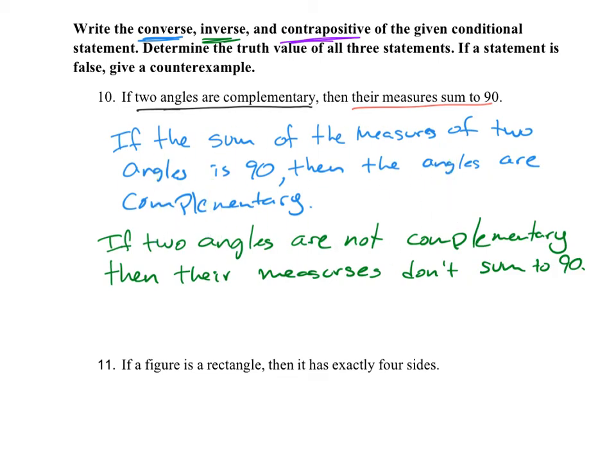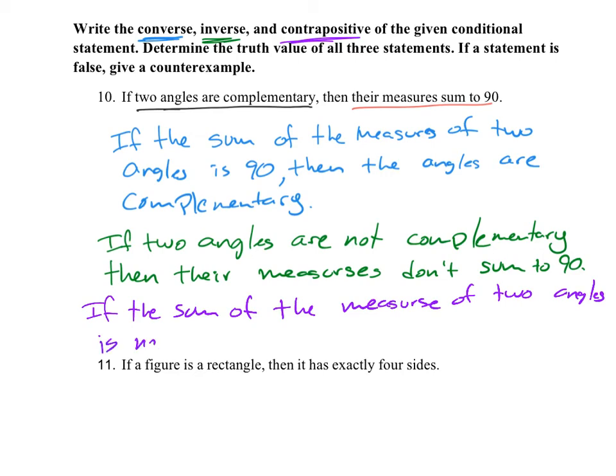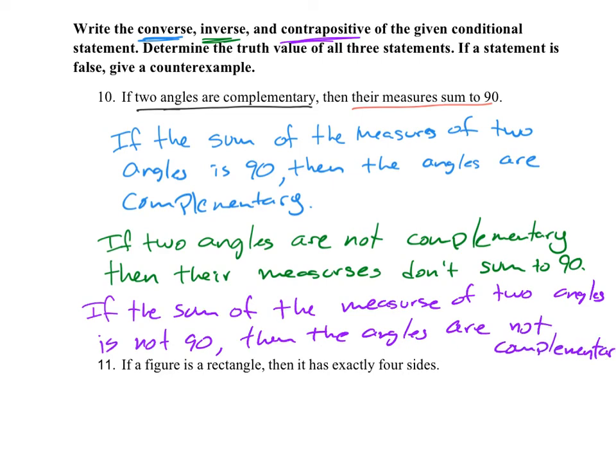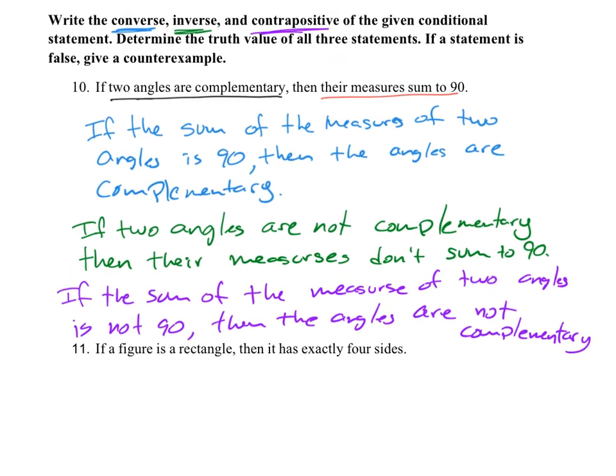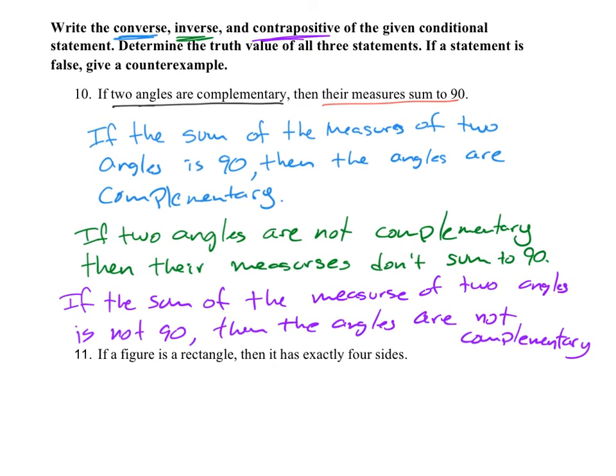So if the sum of the measures of two angles is not 90, then the angles are not complementary. Okay. Now I want to show which one is true and which one is not, right?